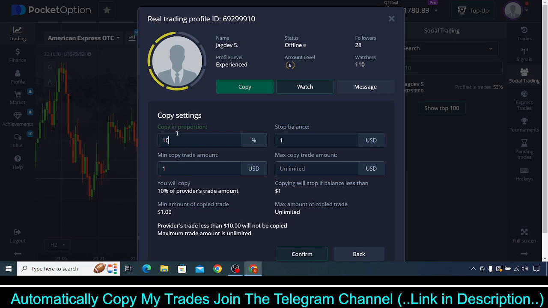In that way you can move this percentage up and down, and once you do this much, just click on confirm and you will start to automatically copy my trades, and in this way you can start to make money by copying trades in Pocket Option in a real way.